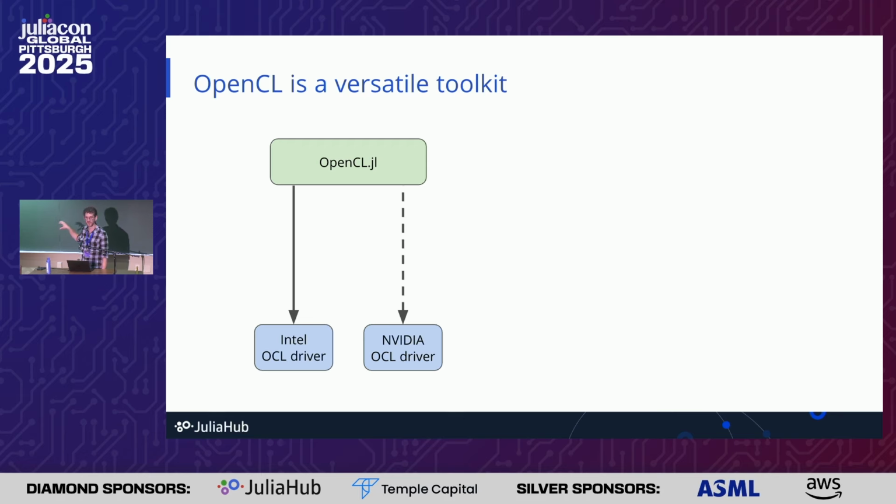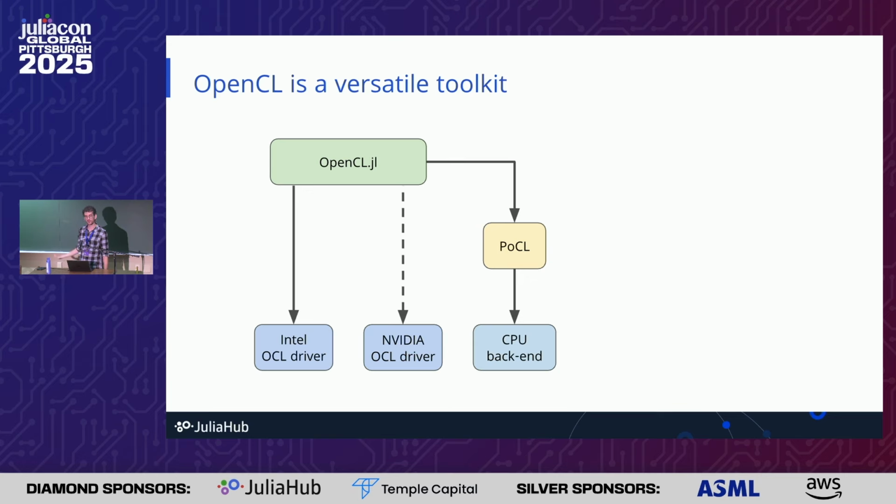You can also use it with NVIDIA GPUs, but I use the dotted line because the NVIDIA OpenCL driver does not support SPIR-V. So you'll have to use kernels written in OpenCL-C, and if you're using the NVIDIA GPU through OpenCL, you will not be able to compile Julia code to OpenCL code for your NVIDIA GPU. That doesn't really matter because we, of course, have CUDA.jl, which should be the preferred package to work with NVIDIA GPUs. But it is possible to use an NVIDIA GPU through OpenCL.jl.